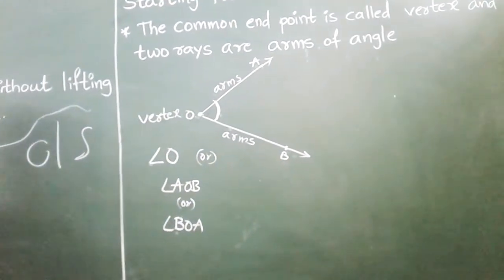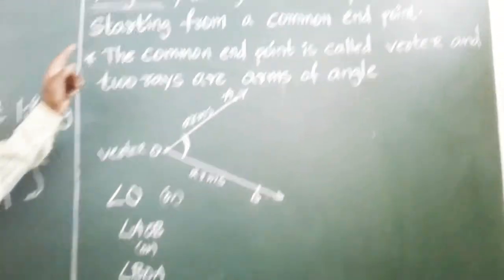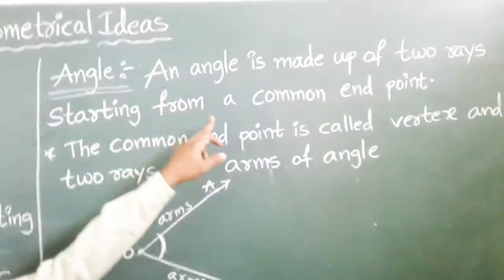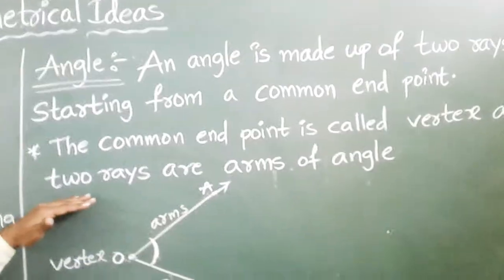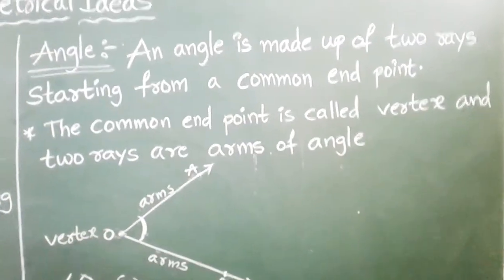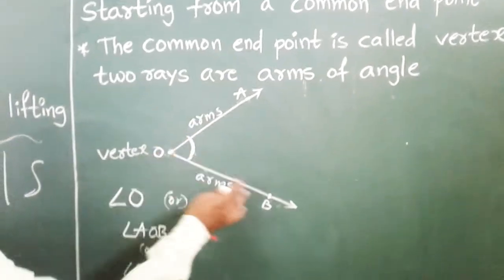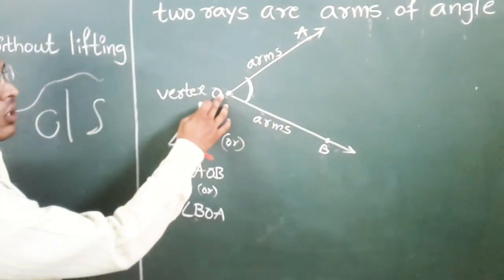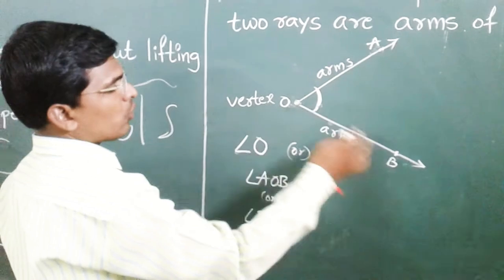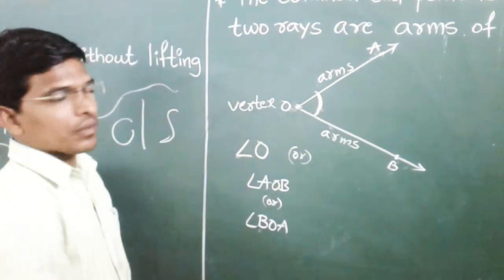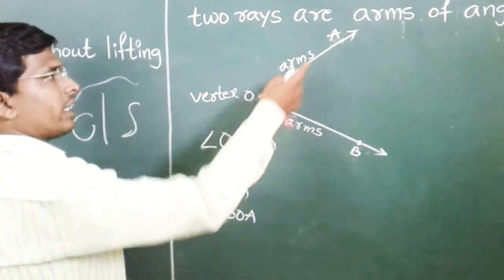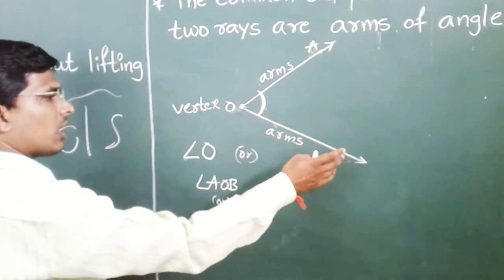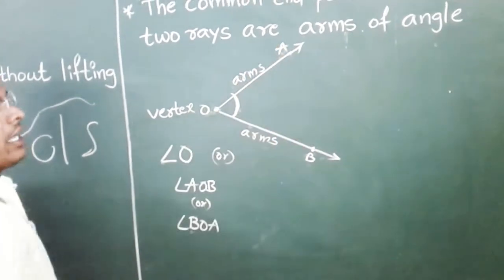What is meant by an angle? An angle is made up of two rays starting from a common endpoint. This common endpoint is called the vertex, and the two rays are called the arms of the angle. Rays OA and OB start from the vertex O, and these two are known as the arms of the angle. We can represent this angle as angle O, or angle AOB or angle BOA. Okay, next we'll discuss the quadrilateral.